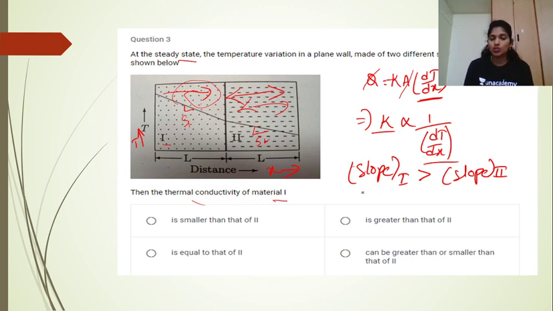So because of this, as the slope of the first slab is greater than the slope of the second slab, the thermal conductivity of the first one will be less than the thermal conductivity of the second slab, which means the first slab will have less conductivity. As compared to the second slab, it will allow less heat to get transferred through the first slab, whereas the second slab will allow more heat to get transferred. Okay, so the correct option is: conductivity of material 1 is smaller than that of 2. So the first option is the correct option.